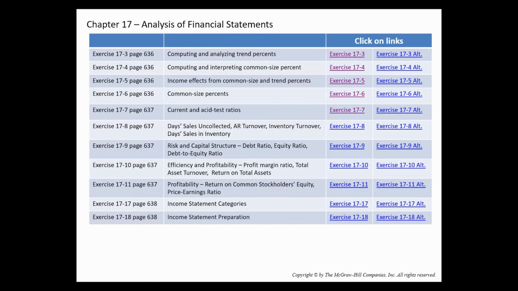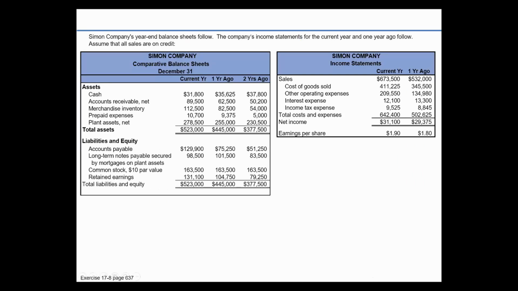Computing your days sales uncollected, the accounts receivable turnover, the inventory turnover, and days sales in inventory. We'll look at those key metrics. So Simon Company's end of year balance sheets follow. The company's income statement for the current year and the prior year follow. Assume that all sales are on credit.